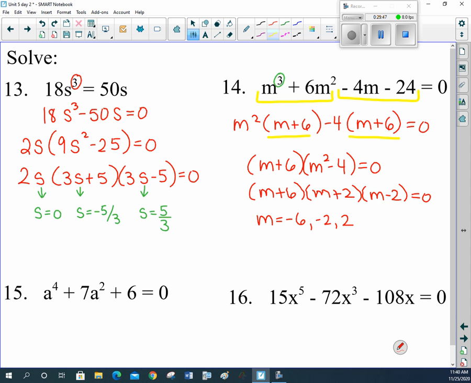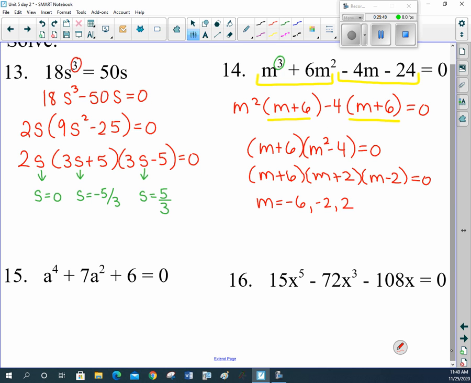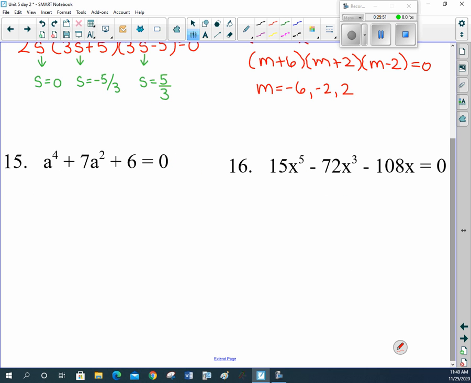Okay, down here, number 15. A to the fourth. Okay, so a to the fourth, I'm going to factor pair that one to an a squared and an a squared. We're already equal to 0, so that's good. So a squared, a squared. Factor pairs of 6: 1 and 6, 2 and 3. I want it to add to be a 7, so I'm going to go with 1 and 6.